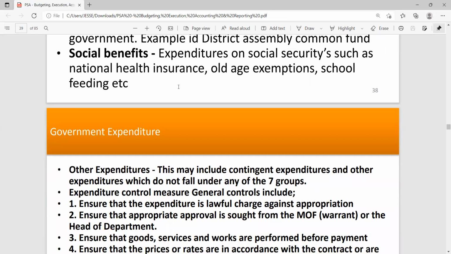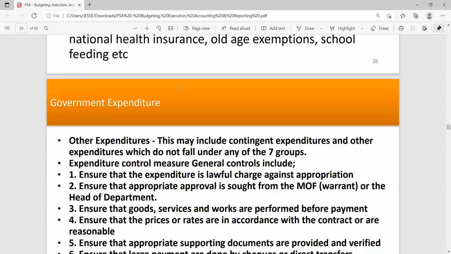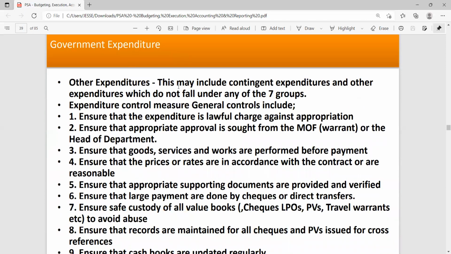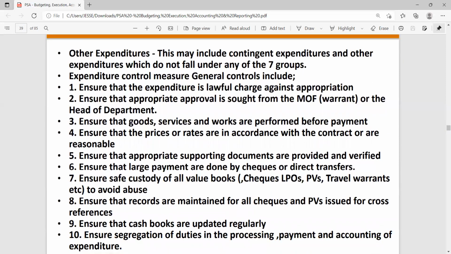And yes, that's what we see here as social benefits. Now let's move on to other expenditures. This may include contingent expenditures and other expenditures which do not fall under any of the 7 groups, right? We've talked about the 7 groups already, mentioned subsidies, grants, compensation for employees, etc. So other expenditures are miscellaneous expenditures which do not fall under the other 7 groups that we talked about.